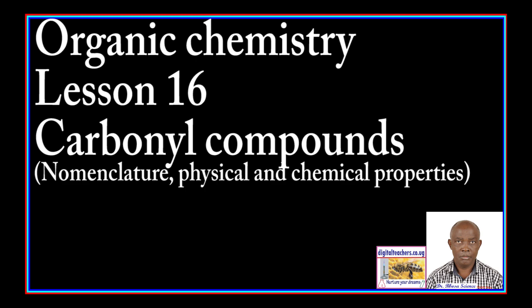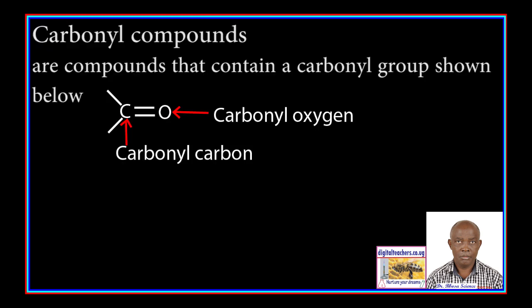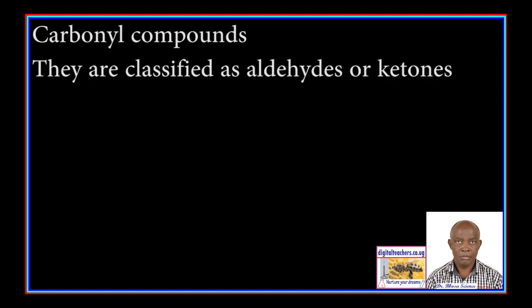Today we are going to study organic chemistry, lesson 16: Carbonyl compounds, nomenclature, physical properties and chemical properties. Carbonyl compounds are compounds that contain a carbonyl group shown below. They are classified as aldehydes or ketones.